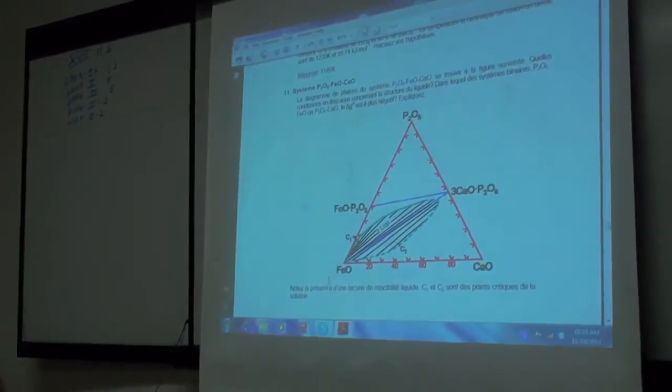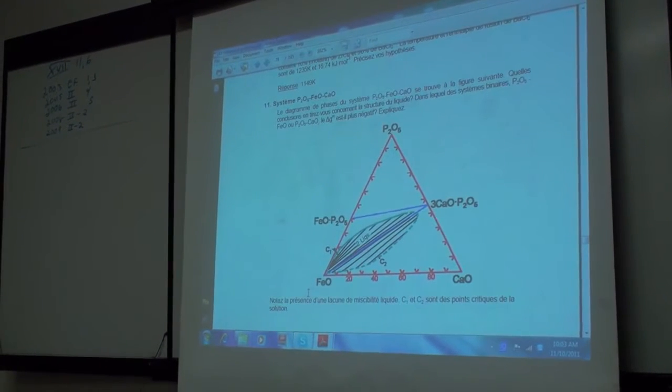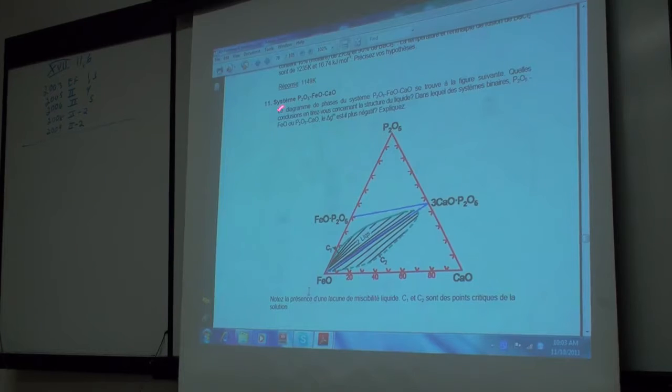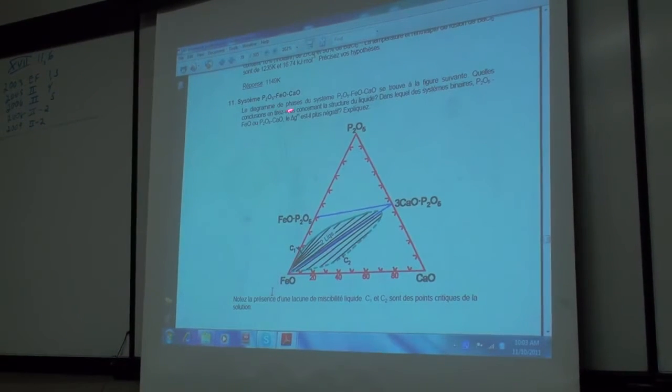Okay, we'll start off with the homework problems. These were the ones I assigned. So, alright, it's 17, number 11, in this ternary system here.